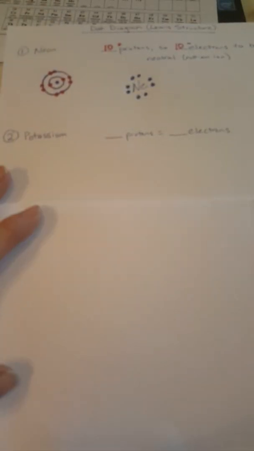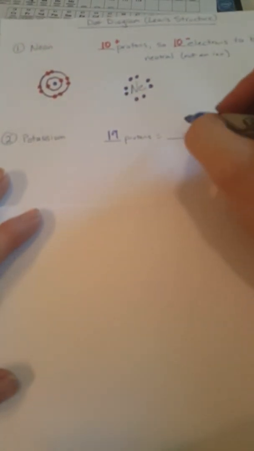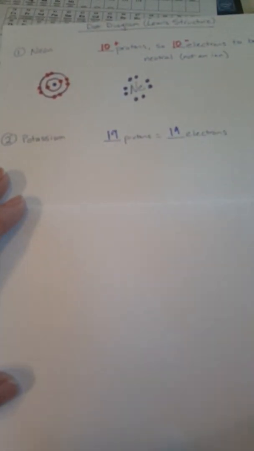The next example is going to be potassium. So potassium, if you'll remember, has the symbol K. And we're going to look on our periodic table and find out that it has 19 for its atomic number, which is its number of protons. And in this case, its number of protons is going to equal its number of electrons. So we have a neutral atom. Not positive or negative, not an ion.